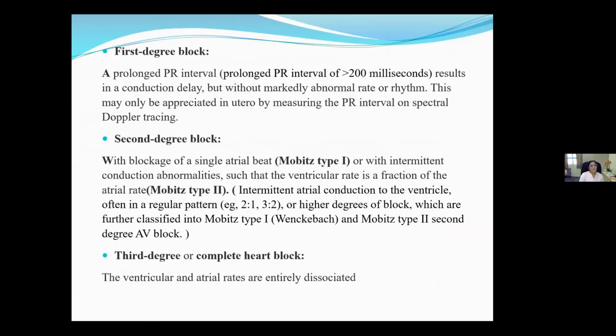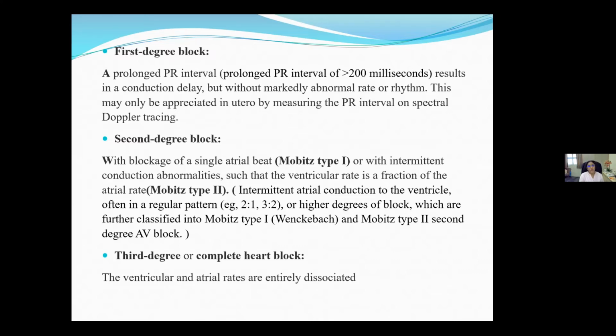Atrioventricular block is divided into three: first degree, second degree, and third degree heart block. First degree is a bit subtle and a bit difficult to diagnose actually. There is just a prolonged PR interval of more than 200 milliseconds. It results in a conduction delay, but without markedly abnormal rate or rhythm. So it's only appreciated in utero by measuring the PR interval on spectral Doppler tracing.